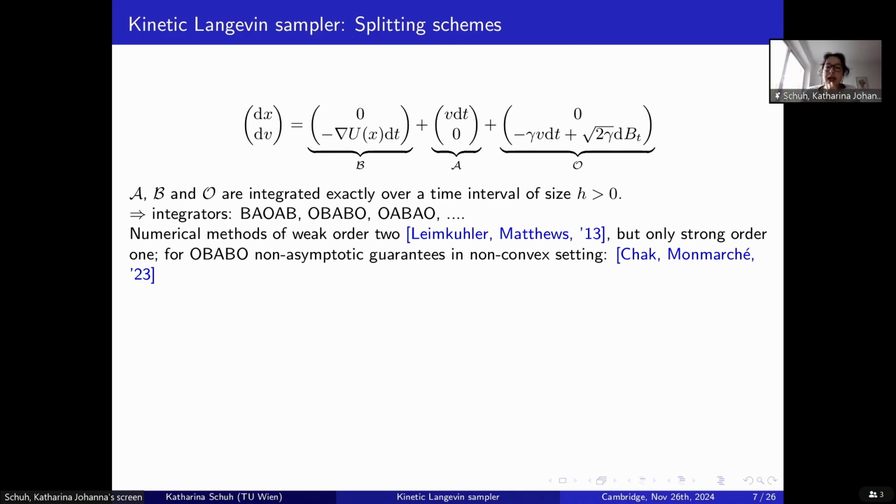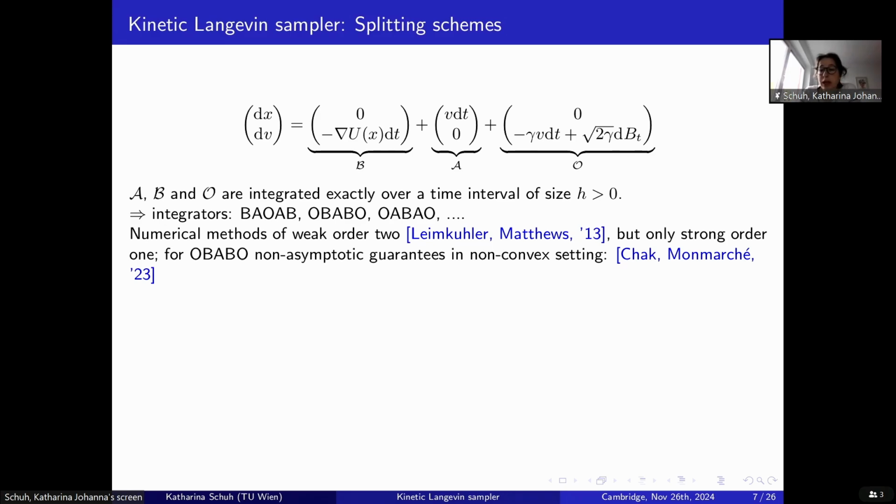So if we have a discretization step h again, then a possible integrator would be doing first a step B of size h/2, then a step A of size h/2, then a step O of size h, and then A and B again of size h/2, or ordering it in a different way. With this, we get some splitting schemes, and Kleinkühler and Matthews have observed that these have weak order 2, but only strong order 1.